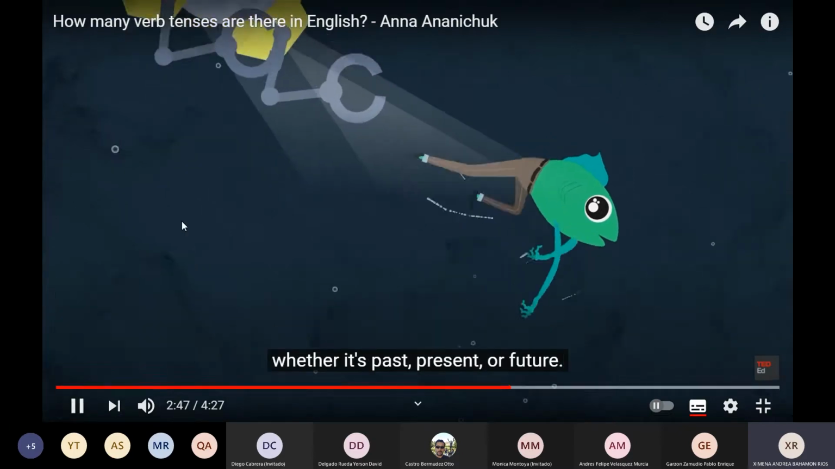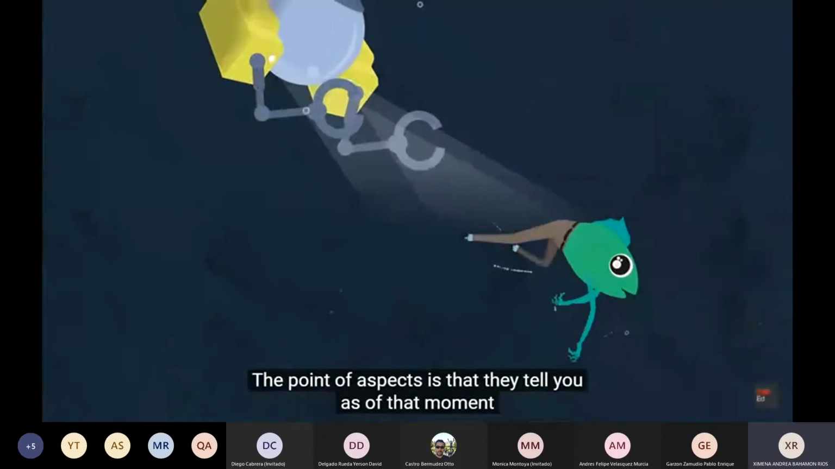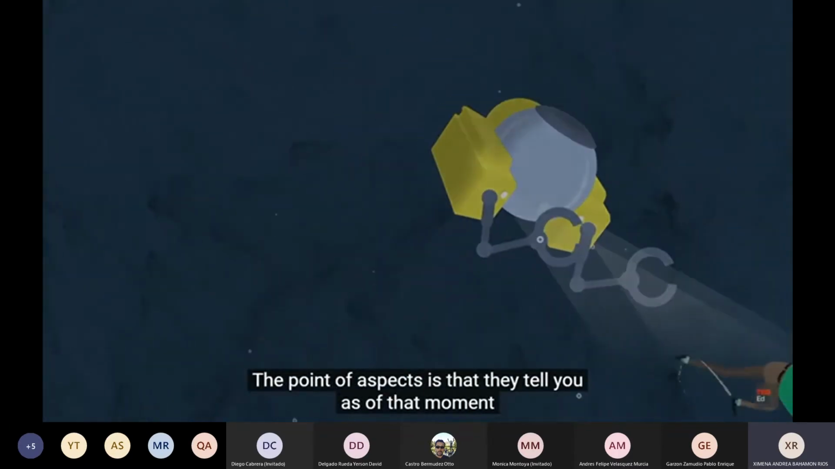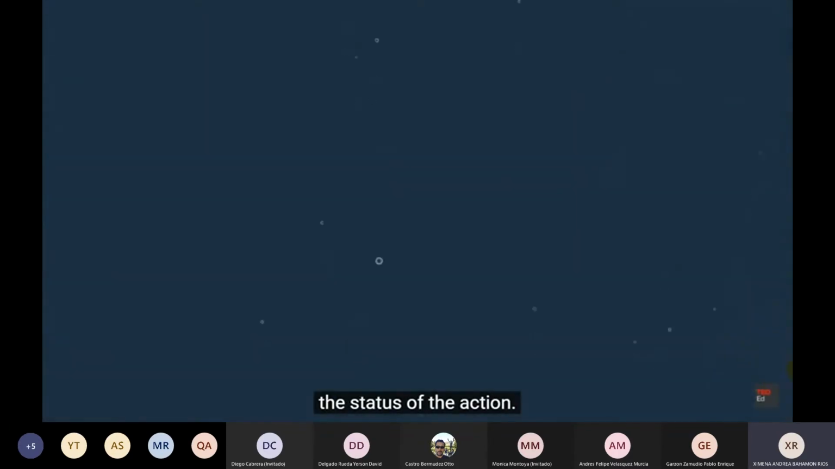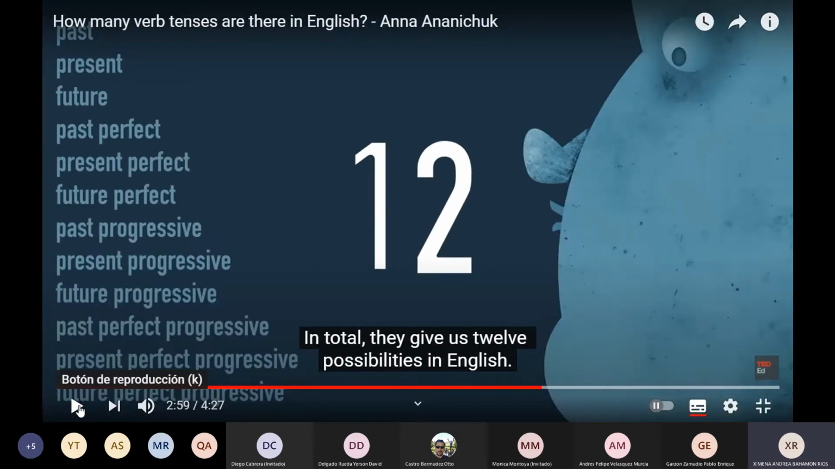Whether it's past, present, or future, the point of aspects is that they tell you, as of that moment, the status of the action. In total, they give us 12 possibilities in English. Let's observe the 12 possibilities in English that we have to conjugate the different verbs. We have the past, the present, and the future, which are the ones that we normally know, but they are divided into some categories. We have the perfect tenses, the progressive or continuous tenses, and the perfect progressive ones.